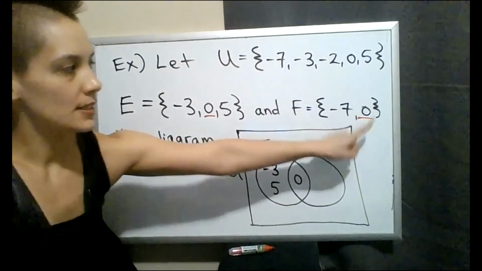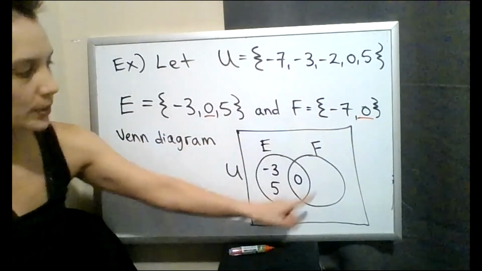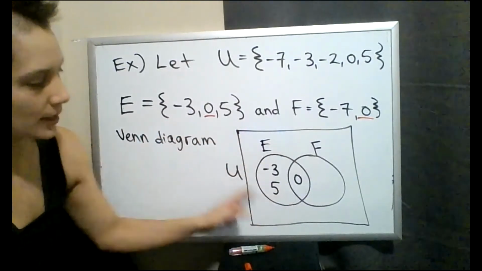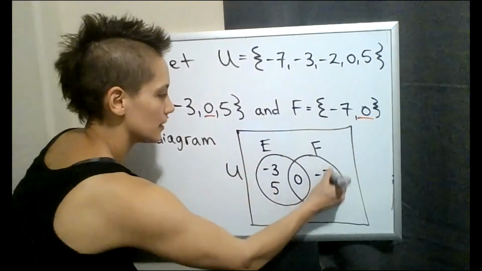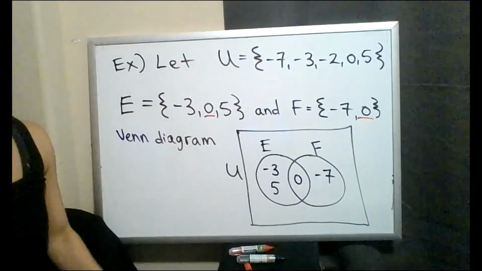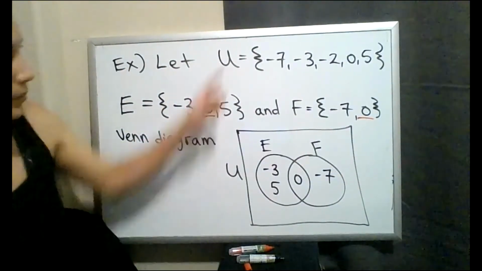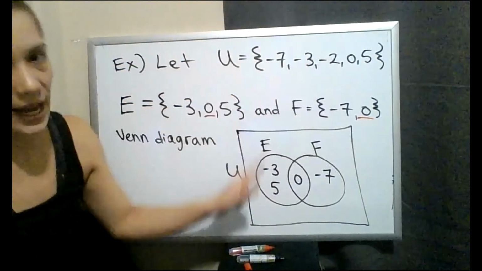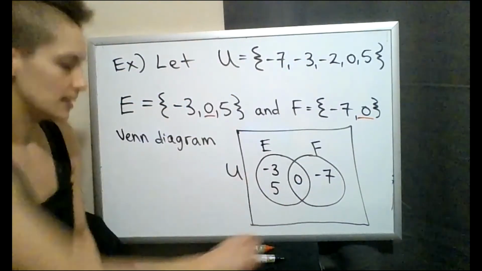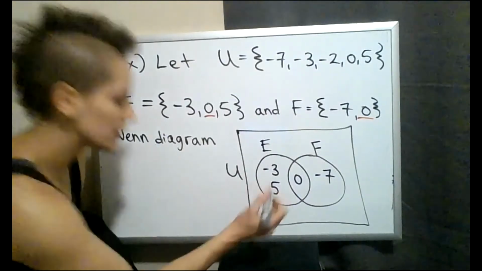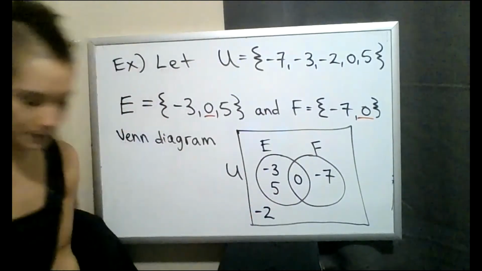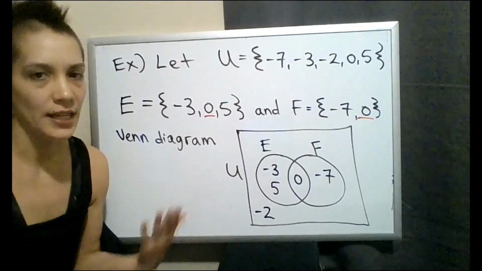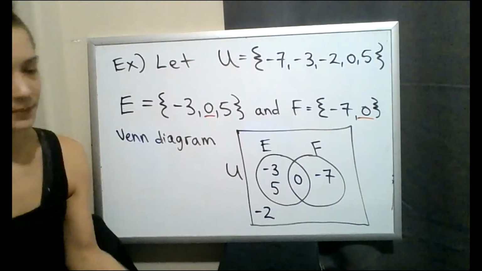F needs -7 and 0. We've got 0. We need -7, which is not in set E, so it needs to be outside of that circle. Don't forget any other elements. We took care of this one and that one. -2 needs to go outside of both of the subsets, but inside of your universe. Got 0 and 5, and we're good with the picture.